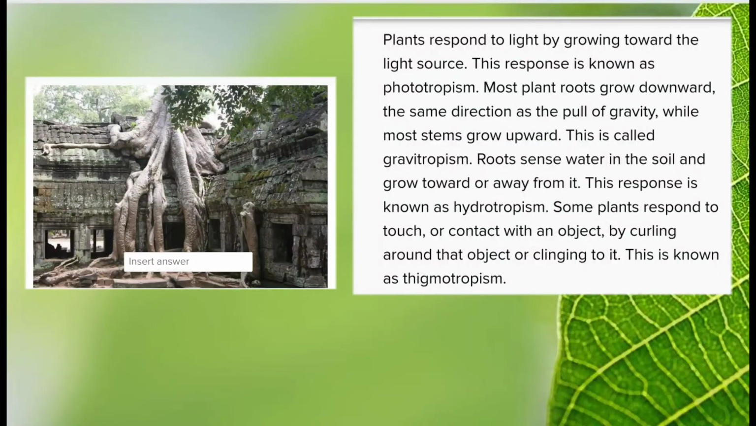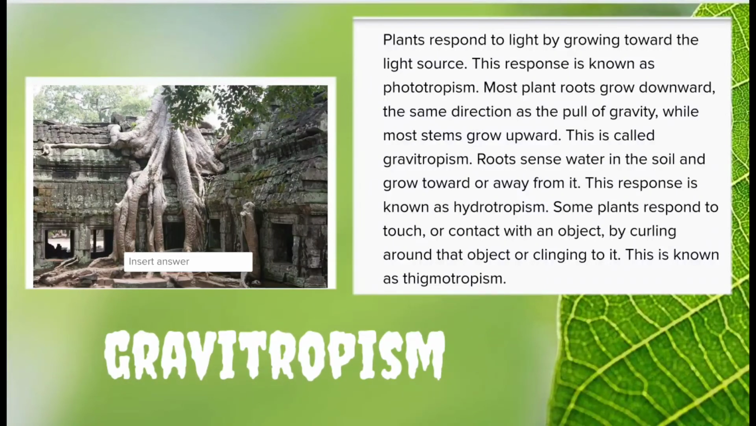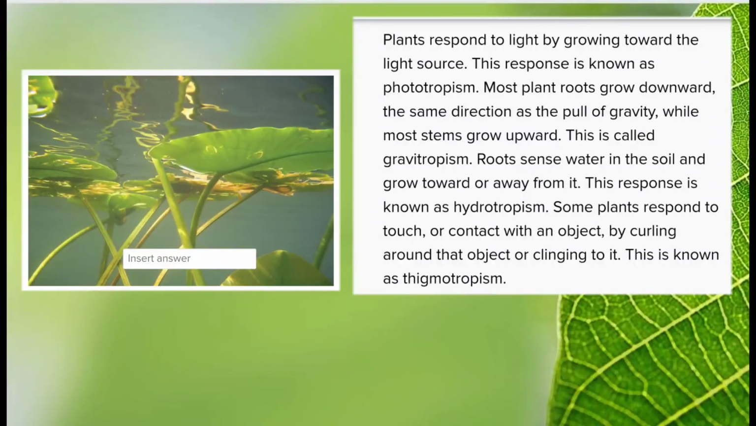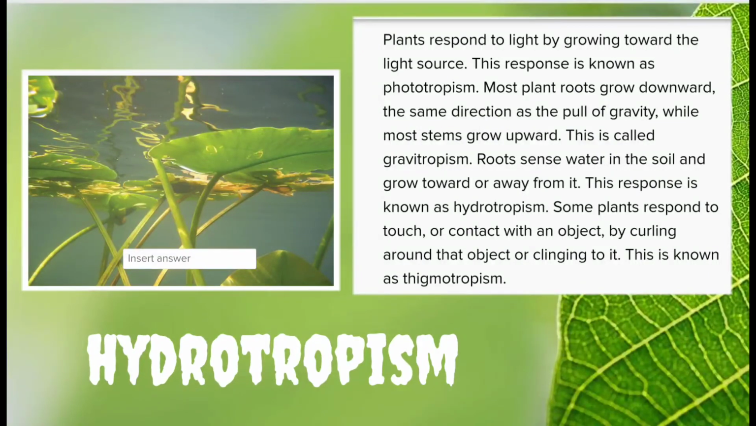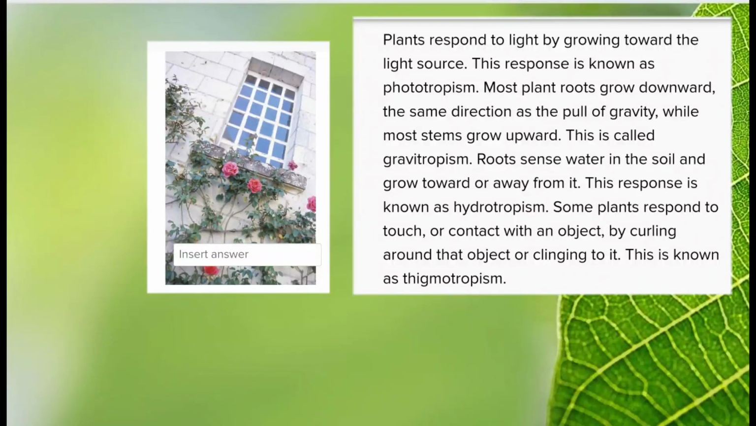Most plant roots grow downward, the same direction as the pull of gravity, while most stems grow upward. This is called gravitropism. Roots sense water in the soil and grow toward or away from it. This response is known as hydrotropism. Some plants respond to touch or contact with an object by curling around that object or clinging to it. This is known as thigmotropism.